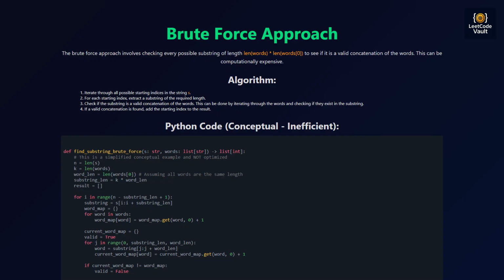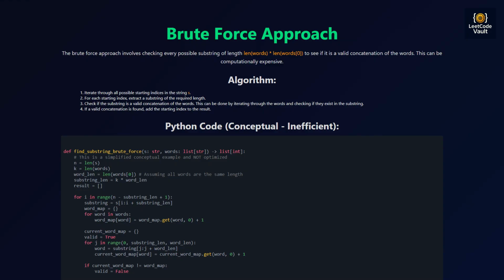Brute force approach. A naive approach would be to use nested loops to iterate through all possible starting indices and check if the concatenation of words matches the substring. We could start by checking every possible starting position, and for each of those, we check if the subsequent words in the words array are all found consecutively in the correct order.